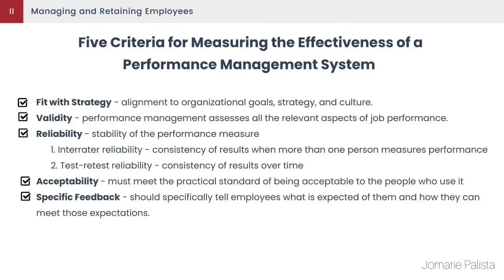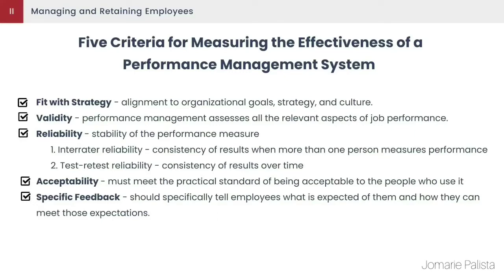The next criteria is the reliability. It is related to the stability of the performance measure. We actually have two types of reliability, namely inter-rater and test-retest. Inter-rater reliability is the stability among individuals who evaluate an employee's performance. This is present in a performance measure if two individuals give the same, or at least close to being the same, assessments of a person's job performance.